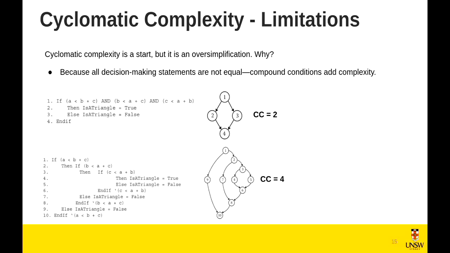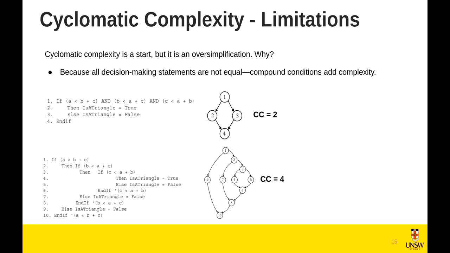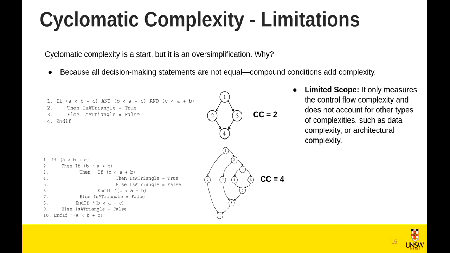But these programs are essentially the same, although this one has some more dummy code. But the cyclomatic complexities are calculated differently. So this indicates the limitations of cyclomatic complexity. The first one is that it has limited scope.